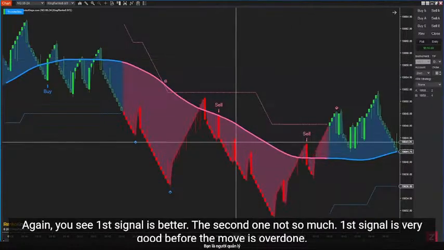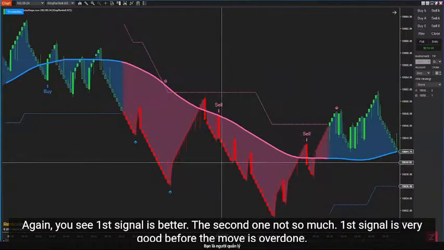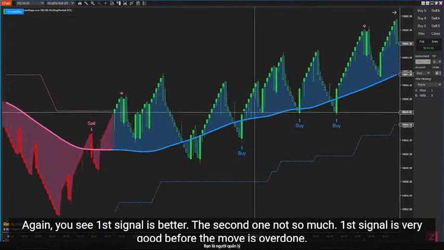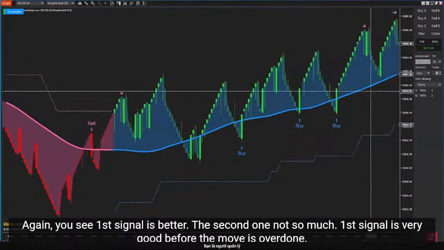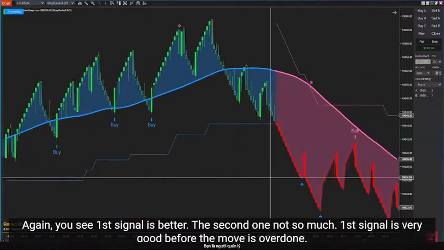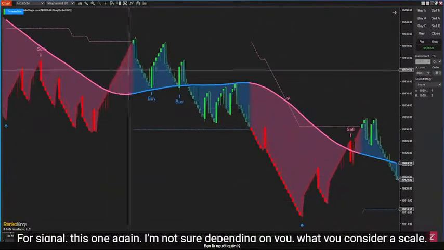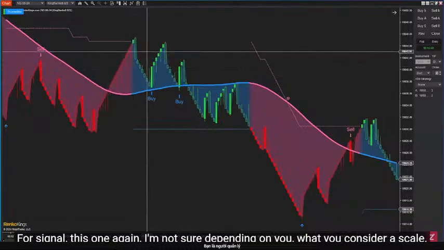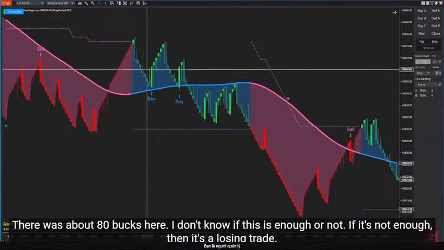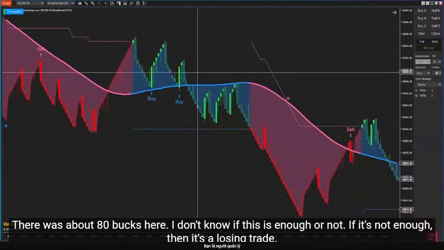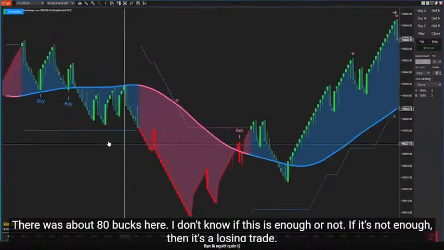Again, you see first signal is better. The second one, not so much. First signal is very good before the move is overdone. First signal. This one, again, I'm not sure, depending on what you consider a scalp. There was about $80 here. I don't know if this is enough or not. If it's not enough, well, then it's a losing trade.